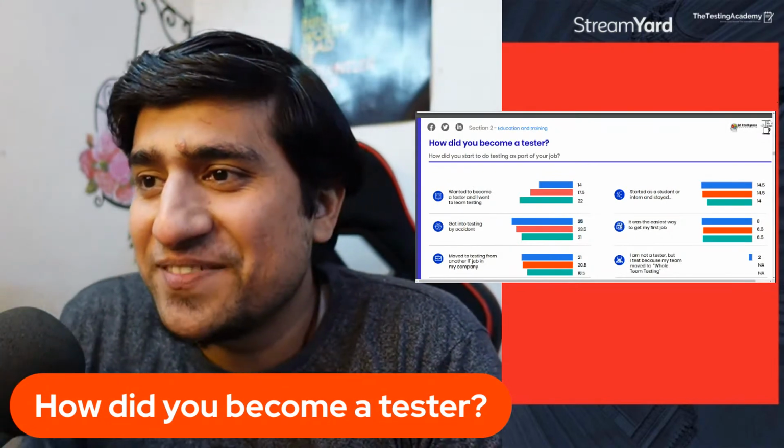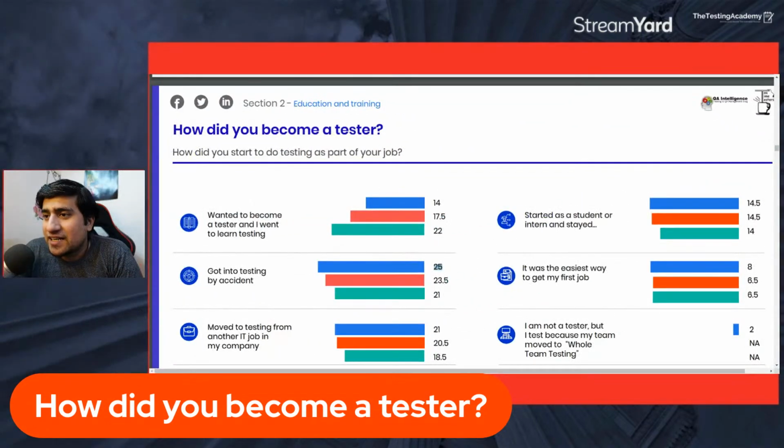When I read this fact that people got into testing by accident, I can totally relate to it. Yes, I am in the 25%. I got into testing by accident. How did you get into it? Let me know in one word, guys.